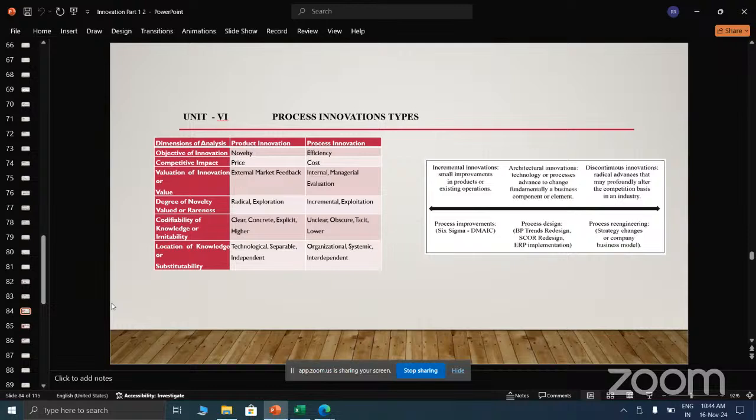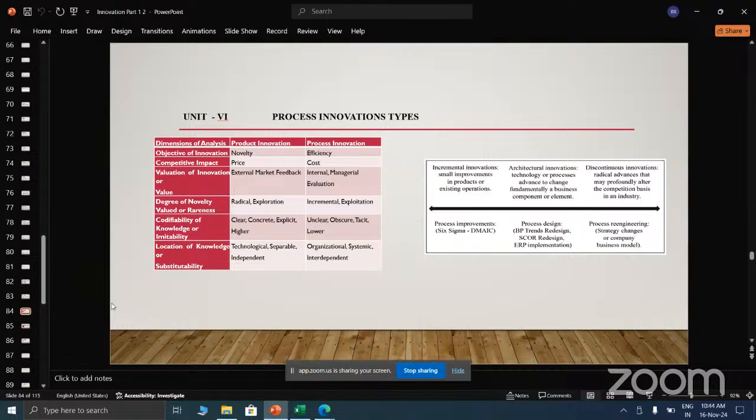Next, valuation of innovation, or the actual value of the product or service. Under product innovation, we look at external marketing feedback, and under process innovation, we look at internal things, managerial evaluation. Under the degree of novelty or rareness, under product, we look at radical changes if there are any, or exploration of the products. And under process, whether it is incremental or exploitation again.